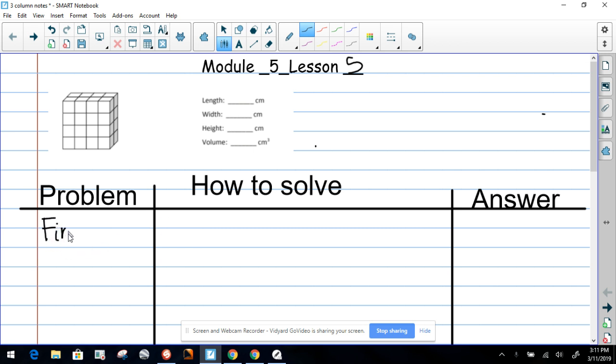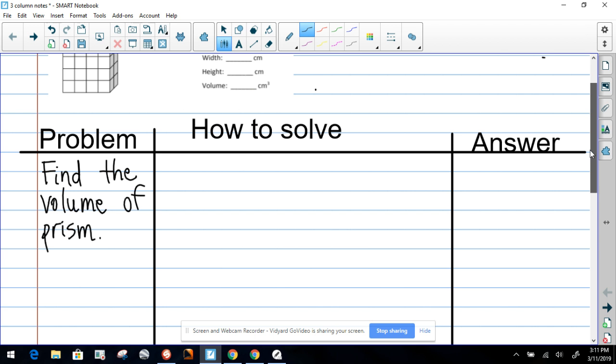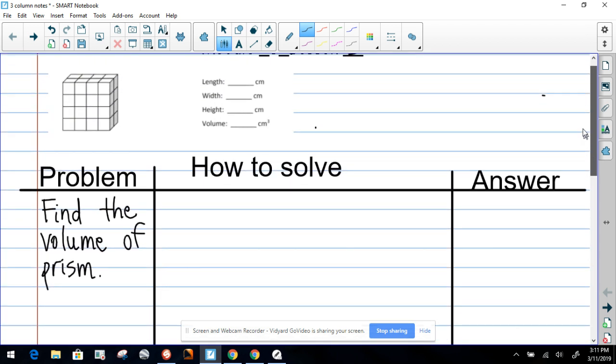Find the volume of the shape, the prism. In this case, it is a, what do you call that? A cube prism. Okay, now so let's look at this.